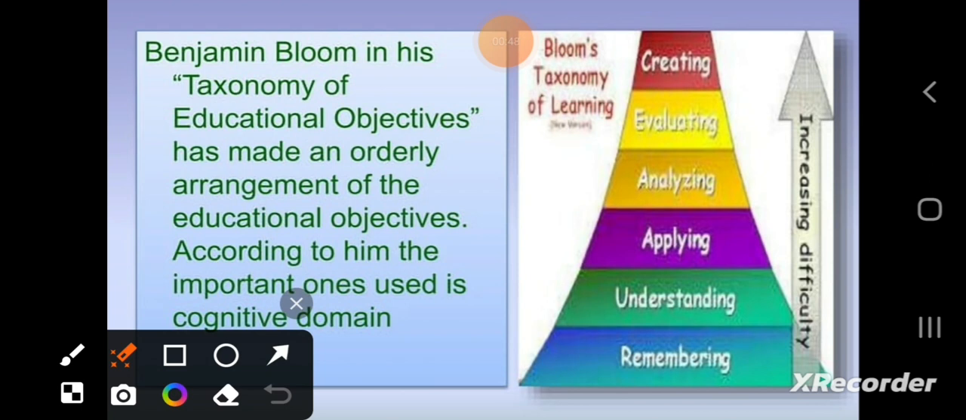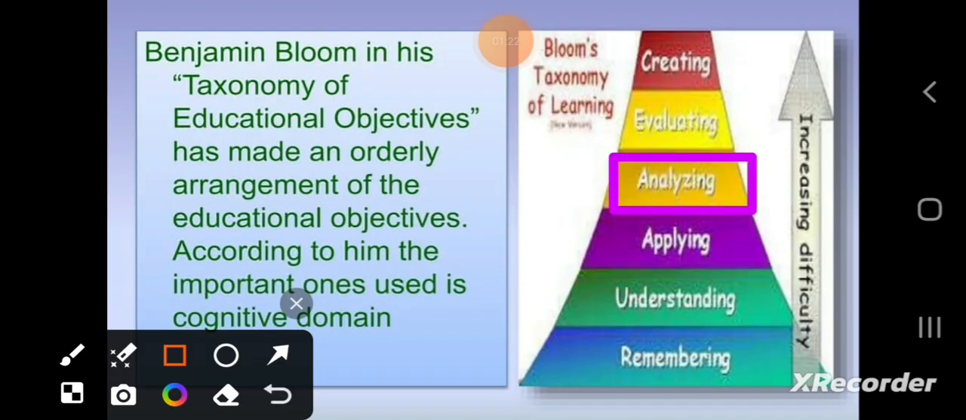Understanding. At this level, learners can explain ideas or concepts. They demonstrate comprehension of the material by interpreting, summarizing, and inferring. Next, applying. This involves using knowledge in new situations. Learners can apply what they have learned to solve problems or carry out tasks.